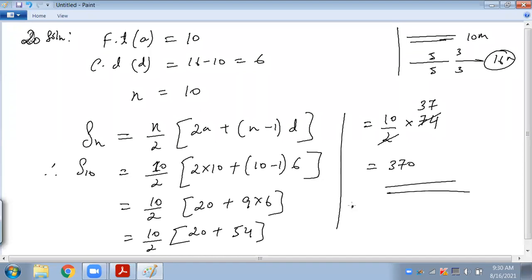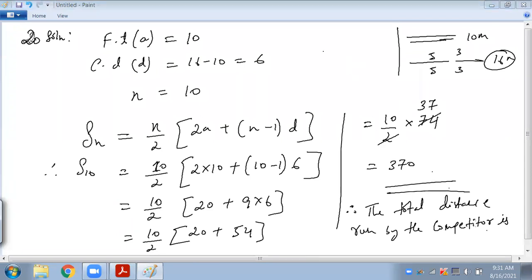Therefore, it gives the conclusion. Therefore, the total distance run by the competitor is 370 meters.